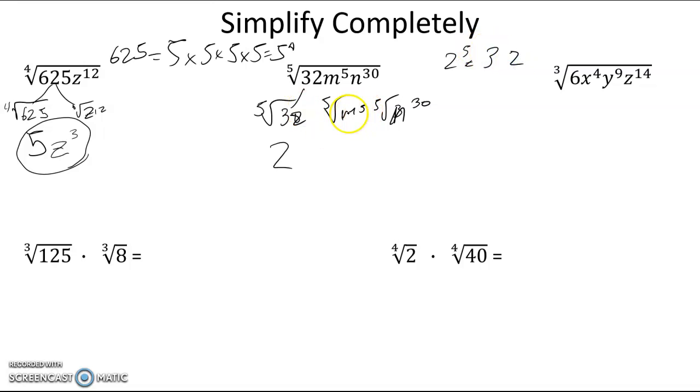I have m to the 5th power, and that 5 is divisible by my root, which is 5, so it's going to be m to the 5 divided by 5 power, which is just m to the 1st power, or just m. And then n to the 30th power, the 5th root of that. This 30th power is divisible by 5, so it's going to be n to the 30 divided by 5 power, which is going to be n to the 6th power. All right. So that's where I'm going to end it for that video.